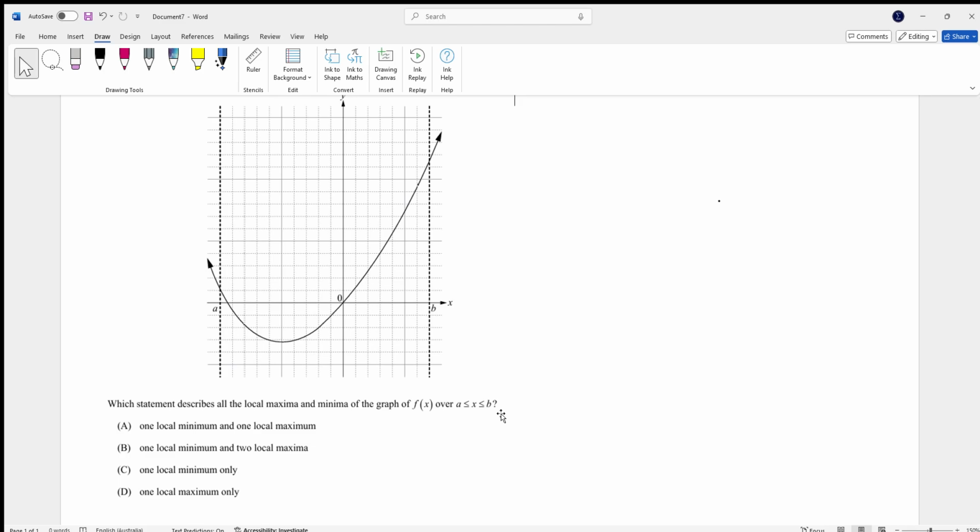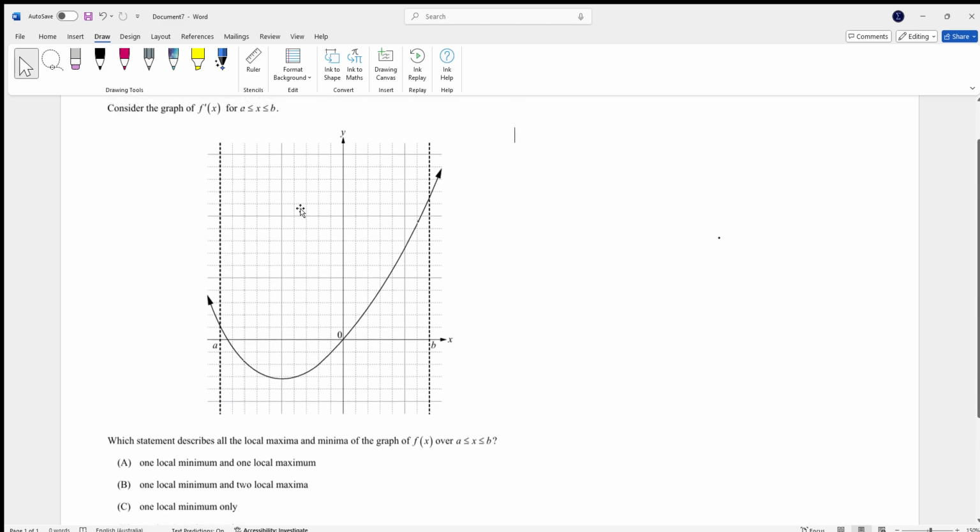Alright, first of all, let's establish this, okay? A lot of people are going to misread this graph and think that it is f of x, not f dash of x. They're going to think this is f of x and be like, oh yeah, there's a minimum here, etc. And they will probably put C as the answer, okay? This is not the case at all. This is f dash of x that we're looking at here, okay? So f dash of x is the derivative of f of x.